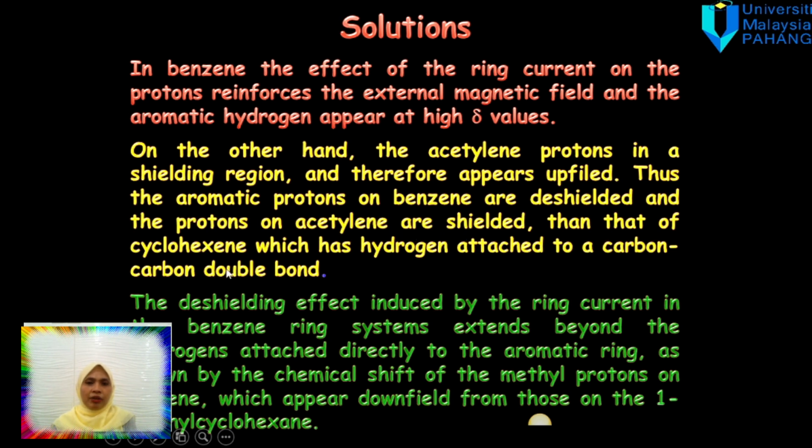Then there is cyclohexene, which has hydrogen attached to the carbon-carbon double bond. The de-shielding effect induced by the ring current of the benzene ring system extends beyond the hydrogen attached directly to the aromatic ring, as shown in the chemical shift of the methyl protons on toluene, which appear downfield from those on 1-methylcyclohexene.